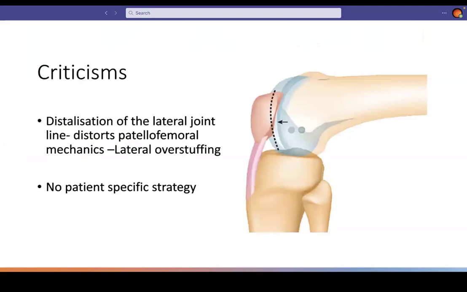So what is the criticism regarding mechanical alignment? All of us know that the medial femoral condyle is more distal than the lateral femoral condyle. The medial tibial condyle is concave. The lateral tibial condyle surface is convex. The medial joint line is more distal than the lateral joint line. But when we do a mechanically aligned TKA, we recreate a joint line which is at the same level. That is, we make the lateral joint line at the level of the medial joint line. So there's a distalization of the lateral joint line, which distorts the patellofemoral mechanics and causes lateral overstuffing. So it's not a patient-specific strategy.